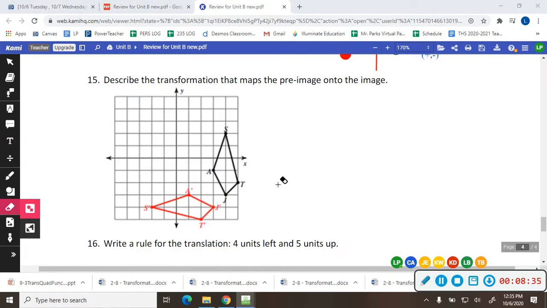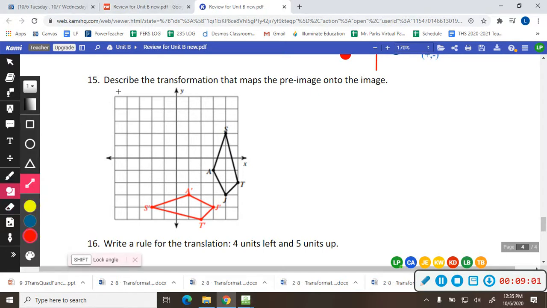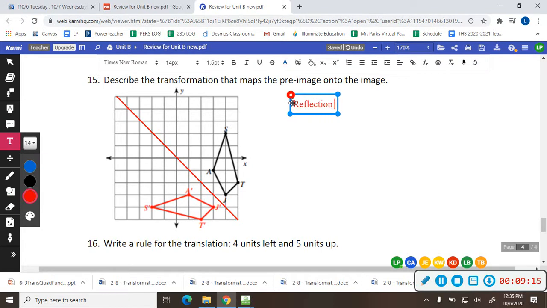So describe the transformation that maps the pre-image onto the image. At first glance, it looks like a rotation, but it's not a rotation because then this part, JT, would be over here. It's in the wrong spot. So remember, if you rotate, it moves into the other quadrant. So JT stays in the same quadrant. So then we looked at it a little bit more, and we said, well, what if we reflected it over this diagonal? And remember, that diagonal is y equals negative x. So it's a reflection over y equals negative x. Okay? That would be the reflection.